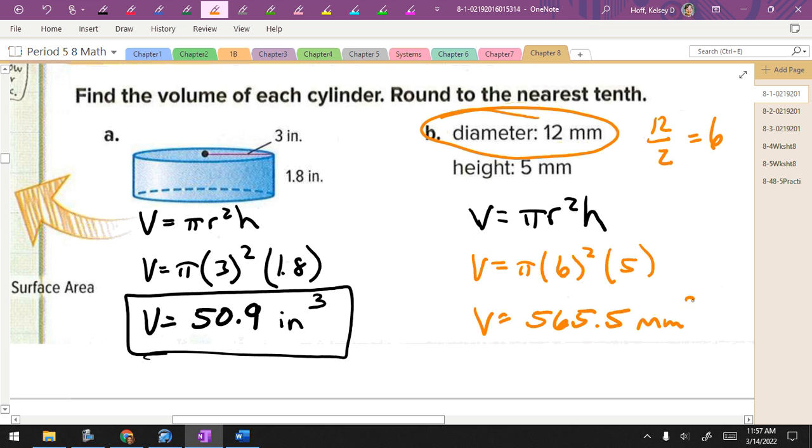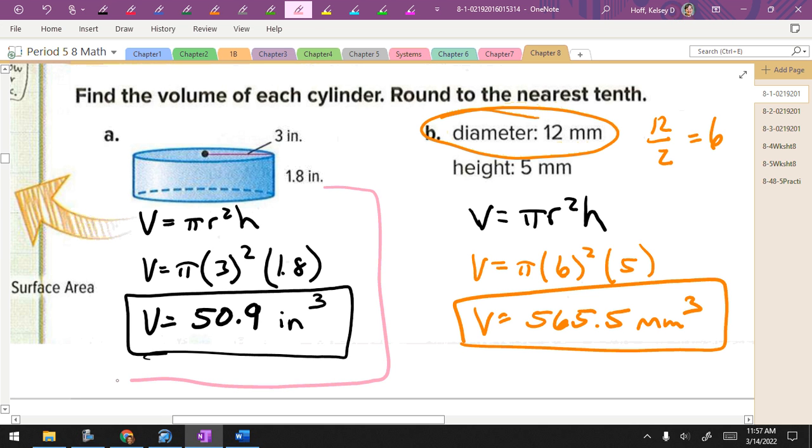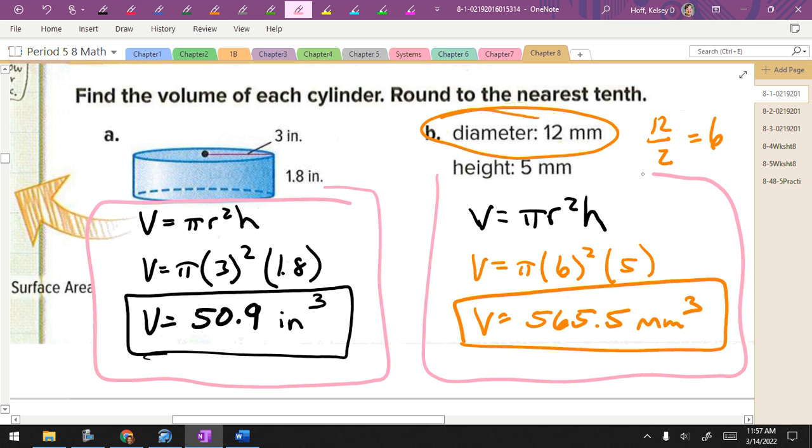Anybody else agree? 565.5 millimeters cubed. Perfect. Good question by Thad just a moment ago. These are the 3 lines of work that I expect to see on every single problem.